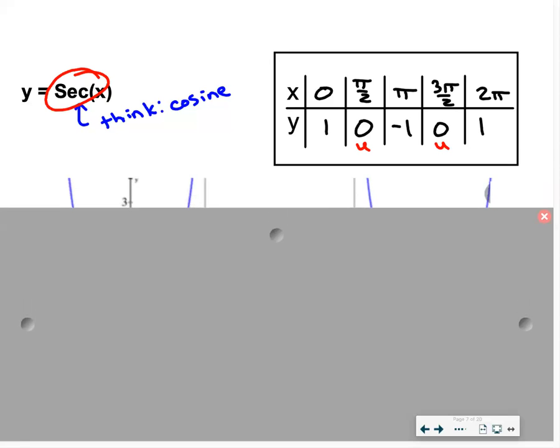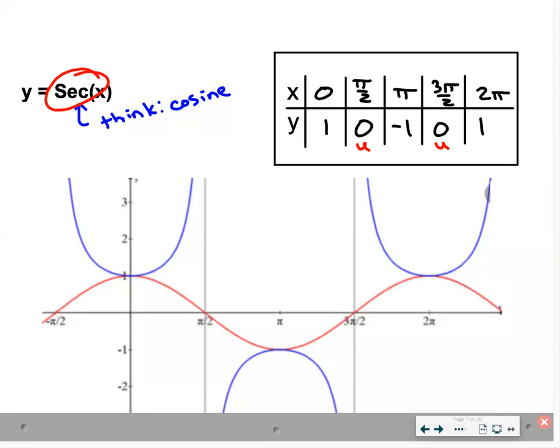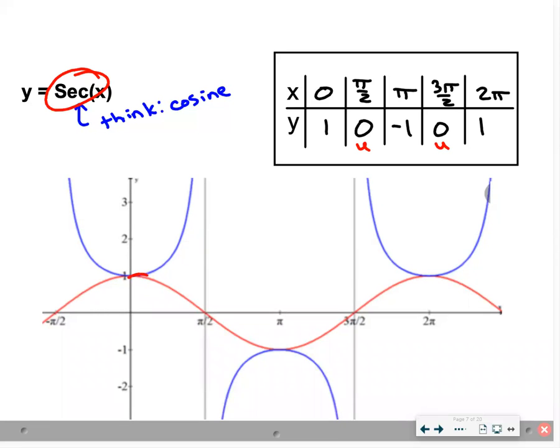You don't have to draw this, but eventually a secant graph looks like this, where basically you graph cosine, and then you take the low points, flip them down, take the high points, flip them up. These would be your vertical asymptotes. Okay.